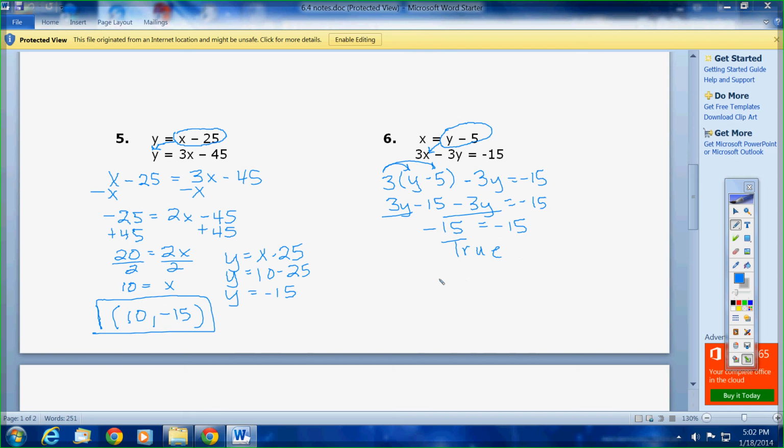So what does that mean for our solution? Our solution is infinite. We have an infinite number of solutions, and that means that we have coinciding lines. So these are actually the exact same line. And here's our solution. That's infinite. Okay, so here's substitution. You're going to replace the variable that is by itself with the expression on the other side.